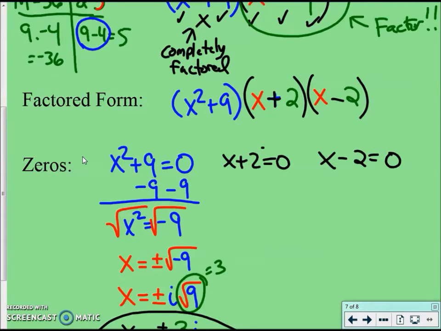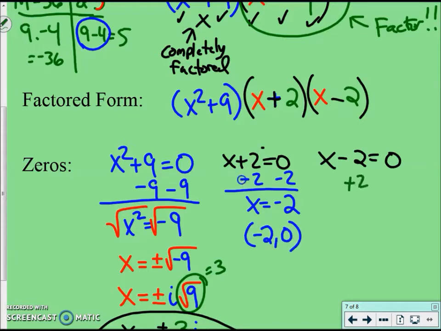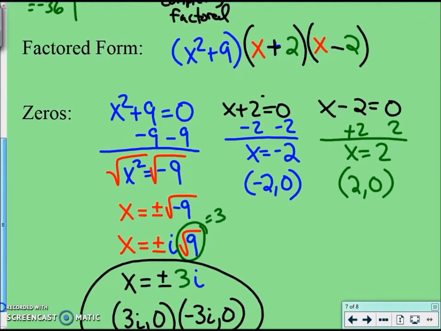At this point, now I'm going to deal with my two real roots. My first one, x plus 2 is equal to 0. I'm going to subtract 2 from both sides, giving me x is equal to negative 2, and my corresponding zero would be negative 2, 0. On the other equation, I'm going to add 2 to both sides. X is equal to positive 2, giving me a zero of 2, 0. And that would be the final part of my solution.